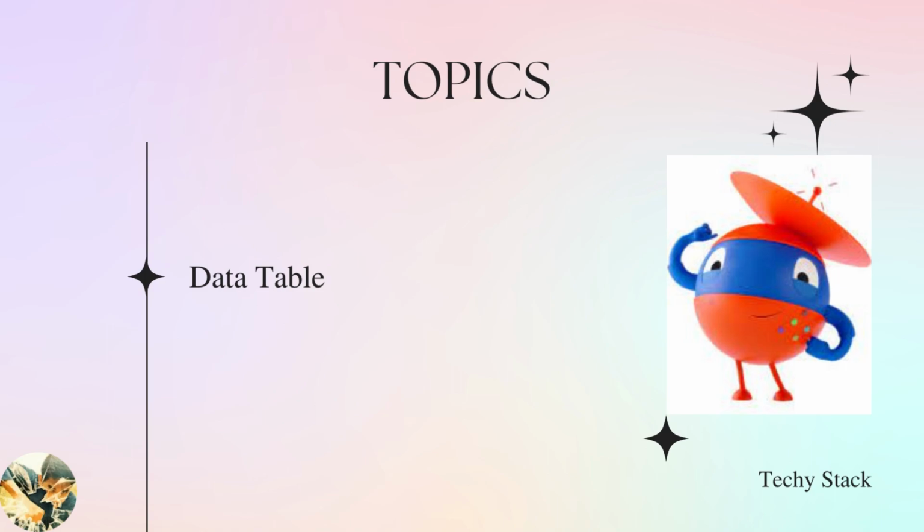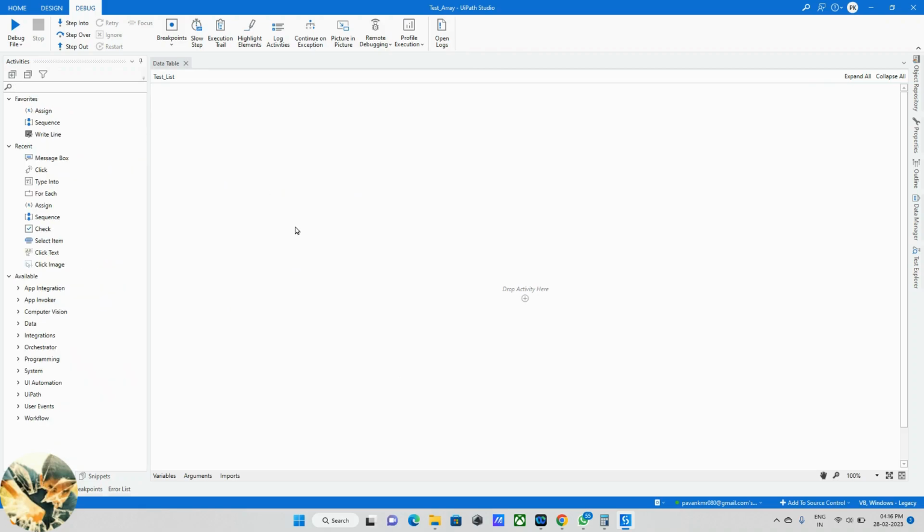Today our topic is data table. A data table is stored in the format of rows and columns. First we'll declare the data table and see how we can see the output of the data table. Go back to the UiPath Studio.